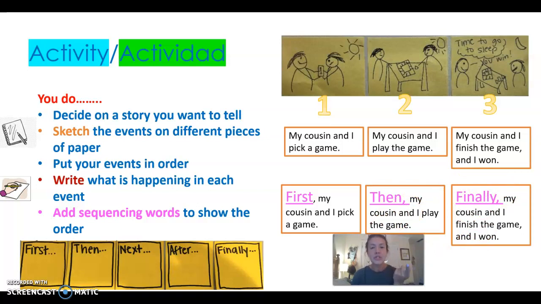So you guys are going to decide a story that you want to tell me, and you're going to work to write that story today. So the first thing is sketching your events on separate pieces of paper, then putting those events in order, then writing what happened in each of those events, and then the very last thing is adding in those sequencing words. Right down here: first, then, next, after, and finally.